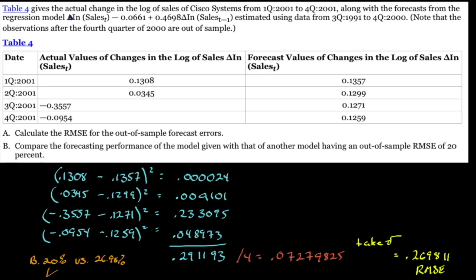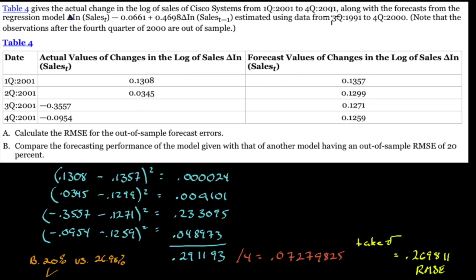Well, let's have a look at question 9. What do we have here? Table 4 gives the actual change in the log of sales of Cisco Systems from Q1 2001 to Q4 2001. So what do we have? Actual values of the changes in the log of sales. There we are. This is the forecast value.